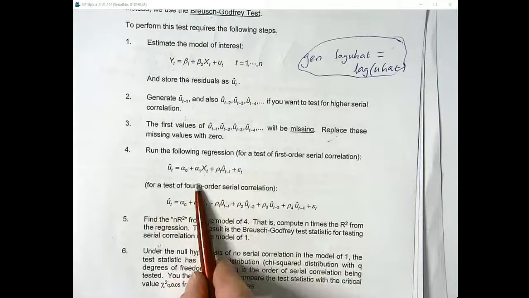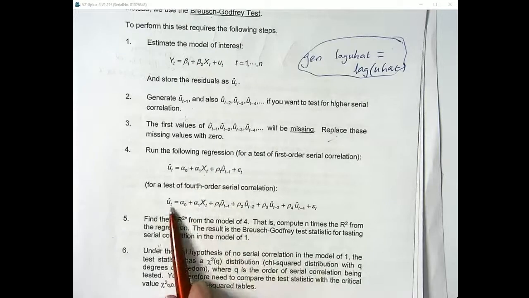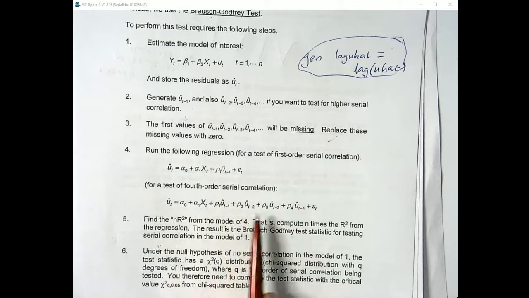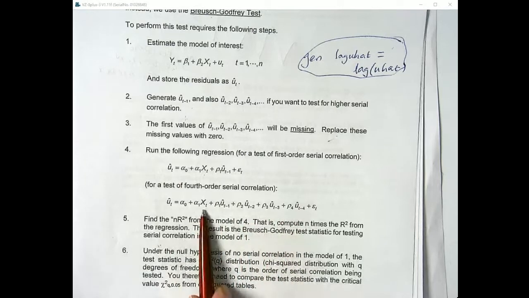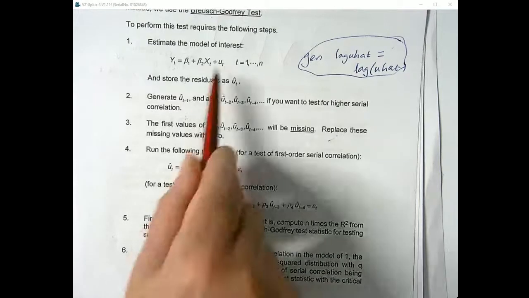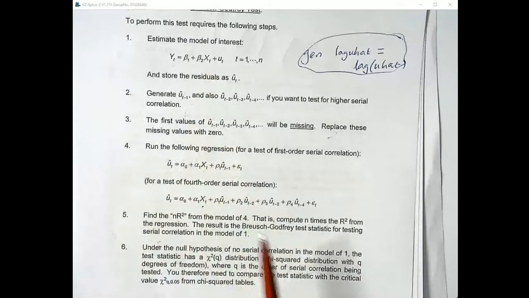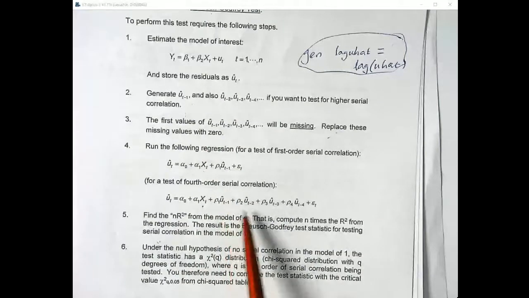If we want to do a fourth order serial correlation test, then we do a regression of the residual on the first lag, second lag, third lag, fourth lag, and also the x variable. The x variable is the explanatory variable in the original model. Now, at this point, we're not going to do a t-test or an f-test.